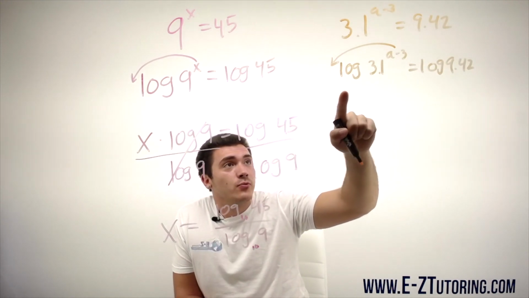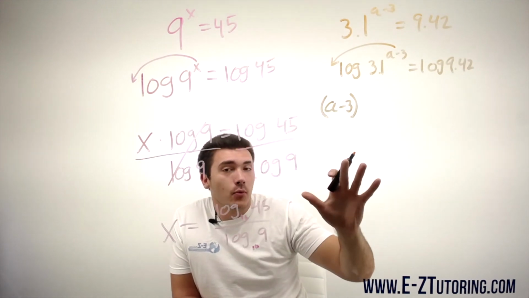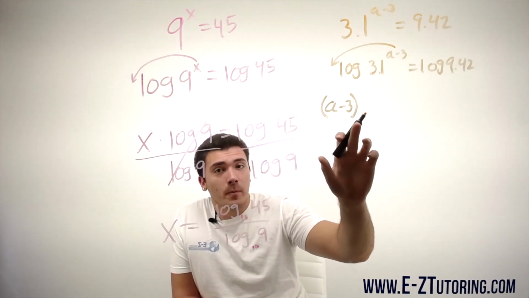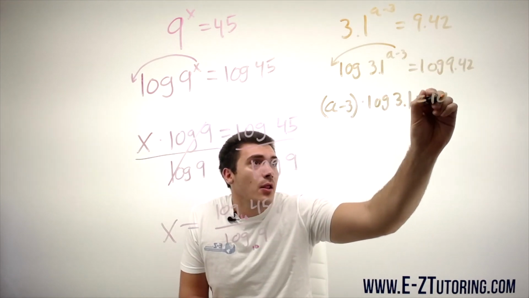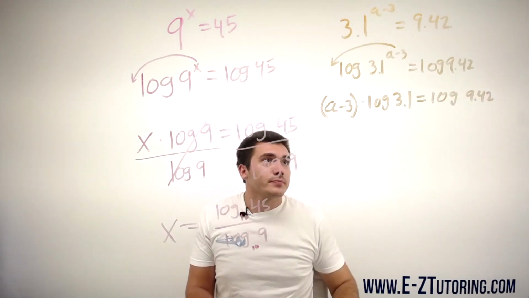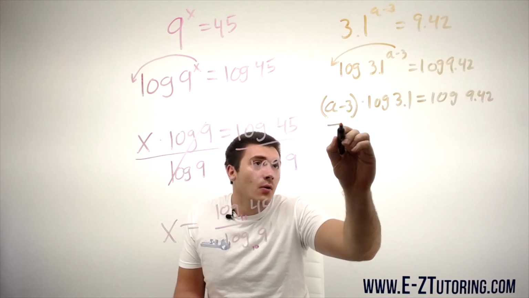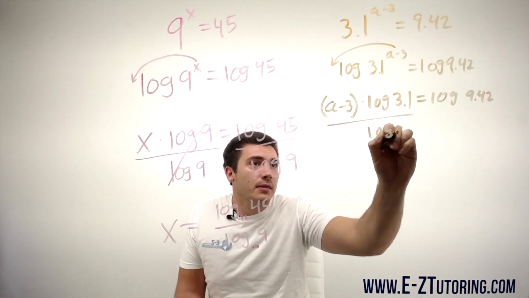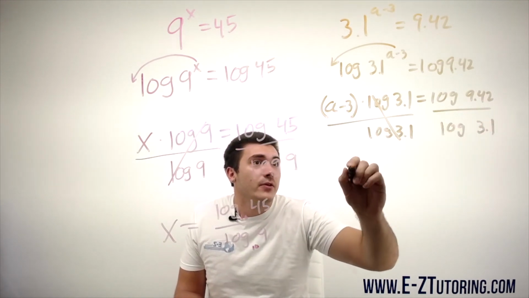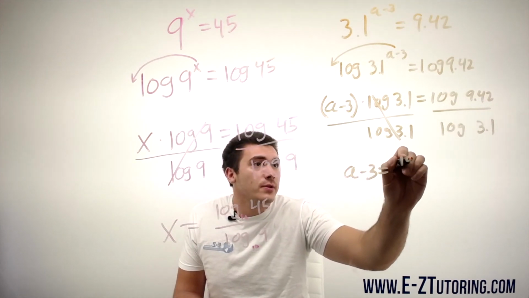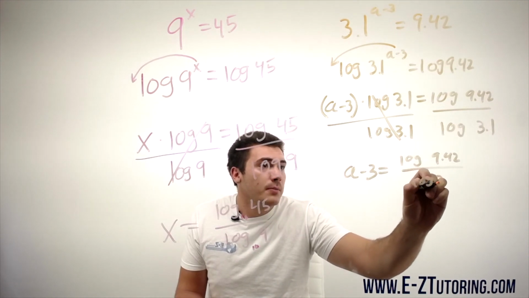So once again, we use the rule of logarithms to move a minus 3 out front, but we have to put parentheses around it since it's a binomial. It's (a minus 3) times log of 3.1 and log of 9.42. Once again, we want to solve for a, so a minus 3 times the number. We have to get rid of that number by dividing, and of course we have to divide both sides. So now we get that a minus 3 equals log of 9.42 over log of 3.1.